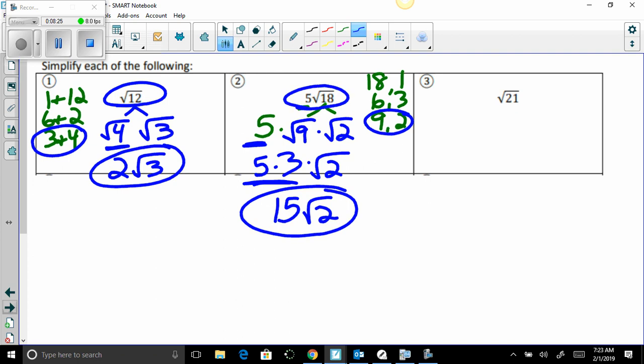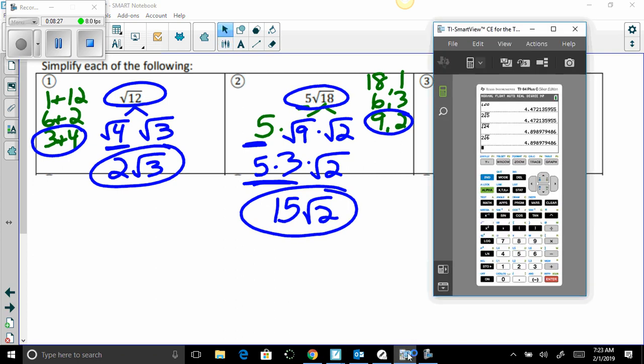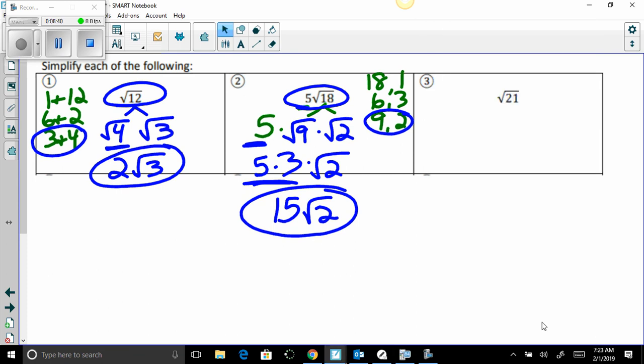I can check myself. Let's go check on the calculator. 5, radical 18. That gives me that decimal. Then 15, radical 2. It gives me the same decimal, so you should never get any of these wrong, because you can always check yourself.